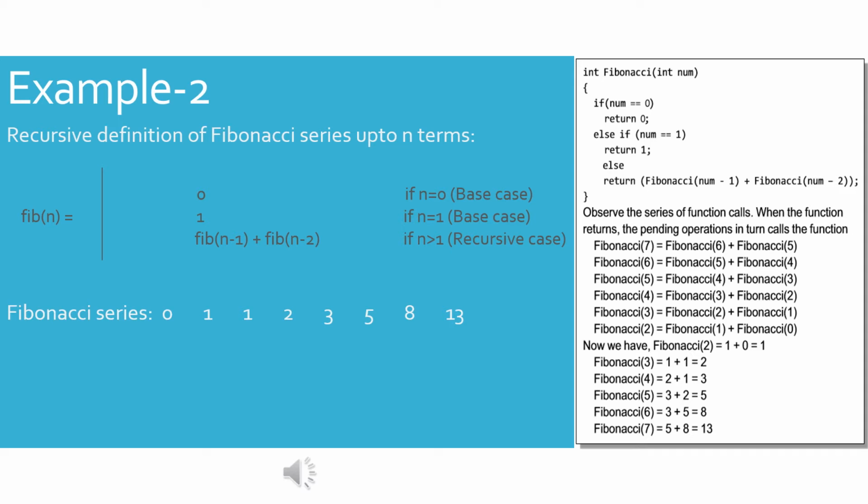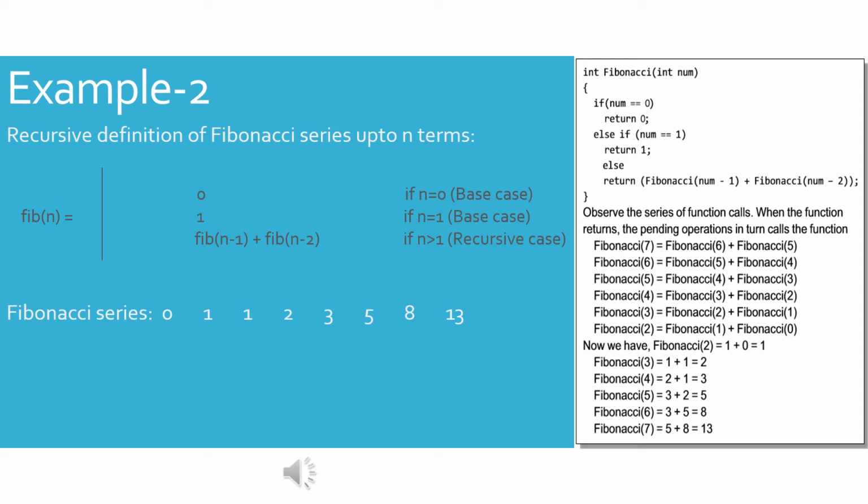So here we have written the recursive function for Fibonacci series, that is fib n, and there are two base cases. When n equal to 0, it returns 0, and when n equal to 1, it returns 1. And when n is greater than 1, which is the recursive case, then it returns fib of n minus 1 plus fib of n minus 2.